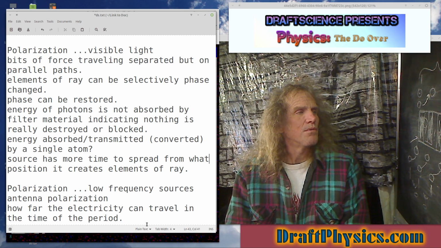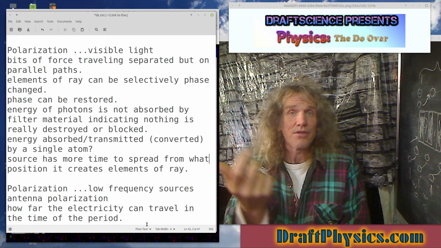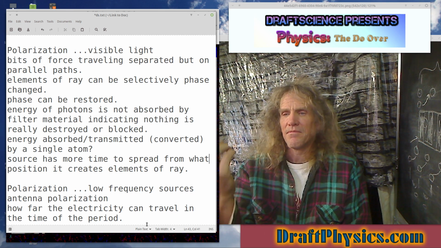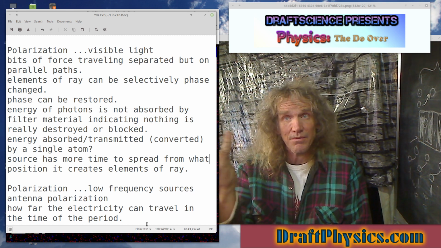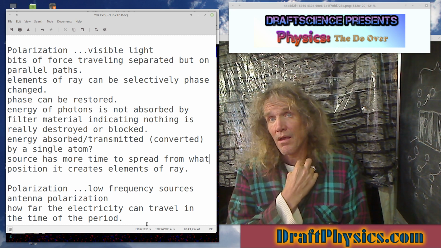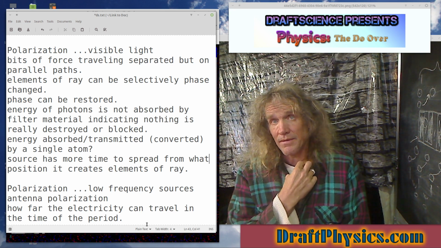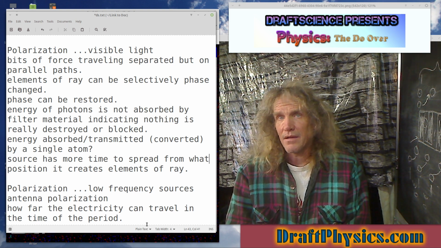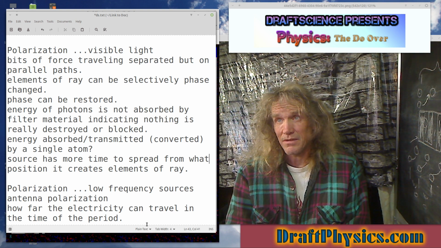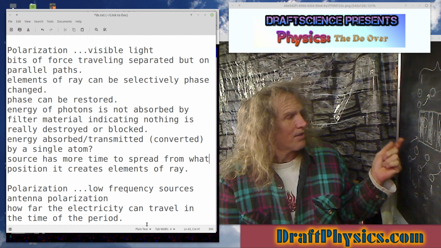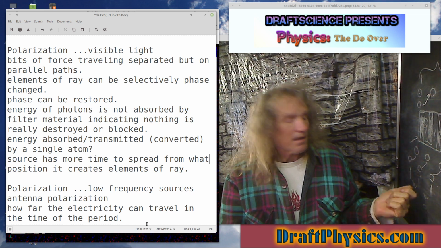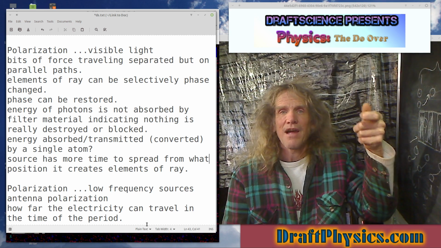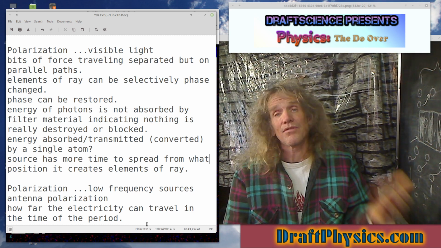So you give one pressure, another one can release it. You can put energy into one atom, and four atoms away is where the energy will be released to the atmosphere. That's the nature of a conductor. So the source has more time to spread from the position where it creates elements of the ray. That's just about the energy going in, and it's really a time equation. The length of the pulse tells you how far it can travel through the mechanism that's going to release the photons.